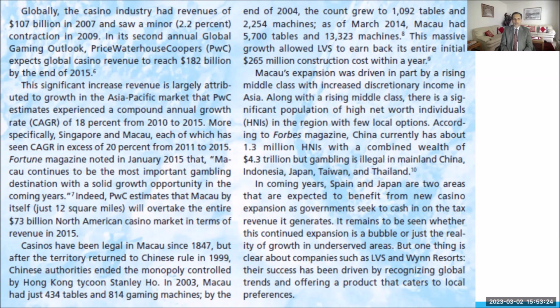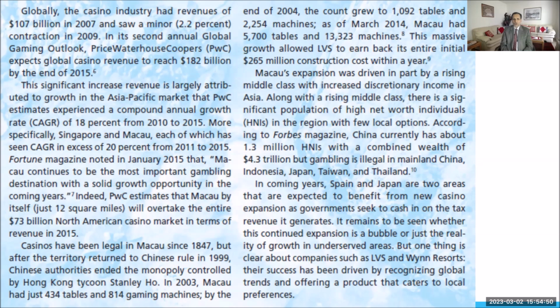Globally, the casino industry had revenues of $107 billion in 2007, and it saw a minor contraction in 2009, which was 2.2%. In its second annual Global Gaming Outlook, PricewaterhouseCoopers expects global casino revenues to reach $182 billion by the end of 2015. This significant increased revenue is largely attributed to growth in the Asia-Pacific market that PwC estimates experienced a compound annual growth rate of 18% from 2010 to 2015. More specifically, Singapore and Macau, each of which has seen a compound annual growth rate in excess of 20% from 2011 to 2015. Fortune magazine noted in January 2015 that Macau continues to be the most important gambling destination with a solid growth opportunity in the years to come.